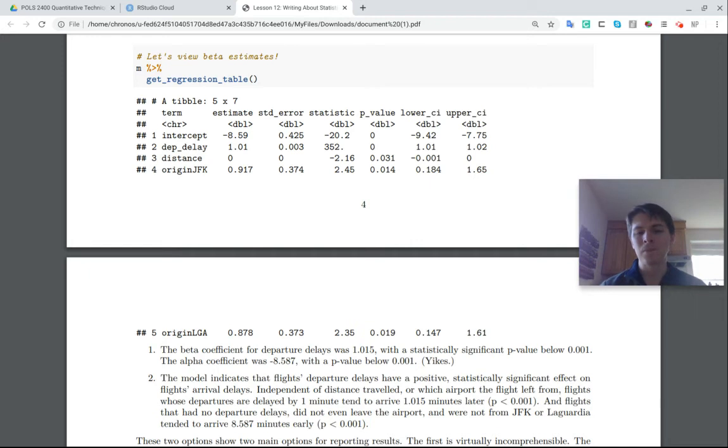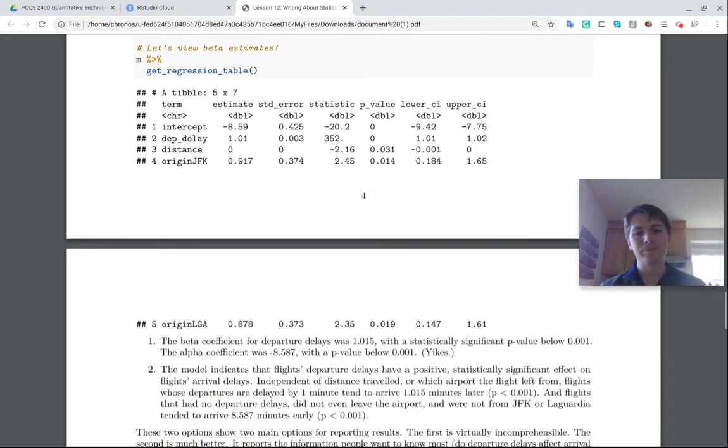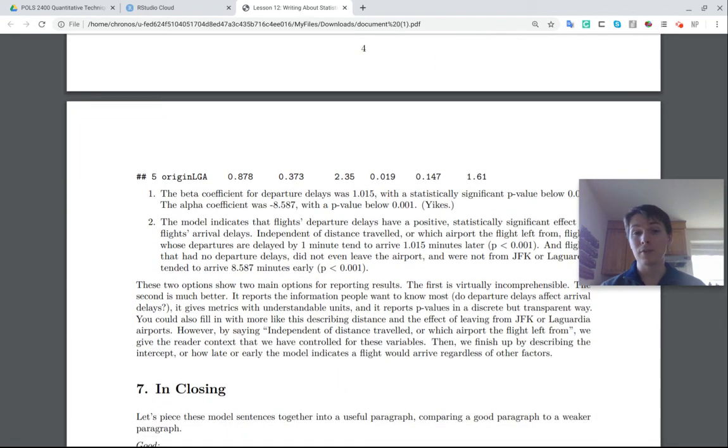And we're going to put the p-value in there again. This is a pretty good way to talk about the beta coefficient and the intercept. I mean, it is kind of funny. Like, what is a flight? How can you talk about the arrival delays of a flight that didn't even leave the airport? But it's a pretty good way of describing it. Whereas the first sentence we discussed was virtually incomprehensible, right? Your reader doesn't know what a beta coefficient is, let alone an alpha.